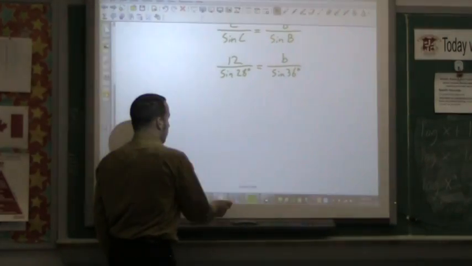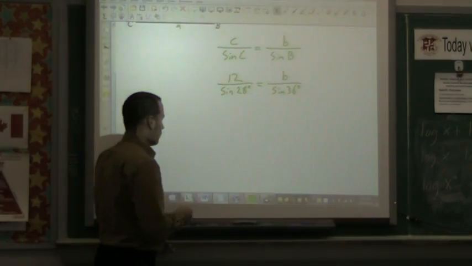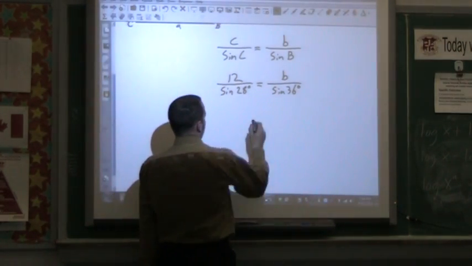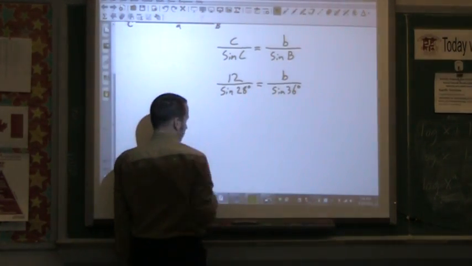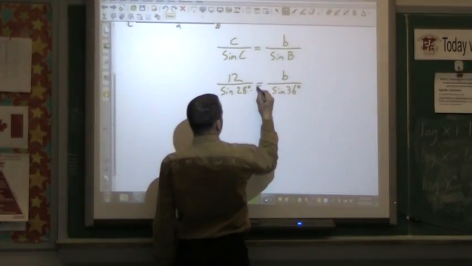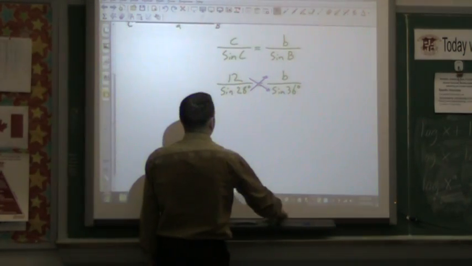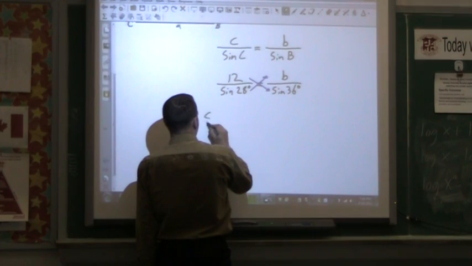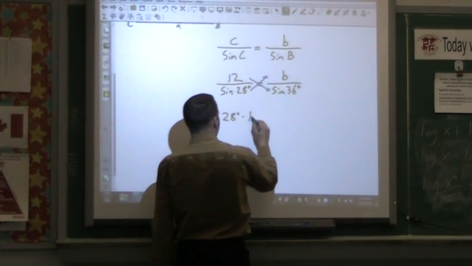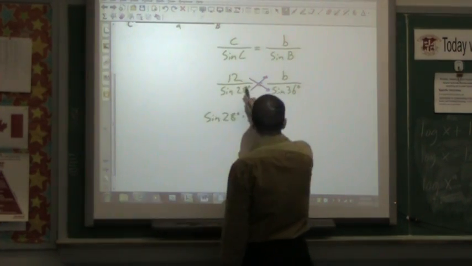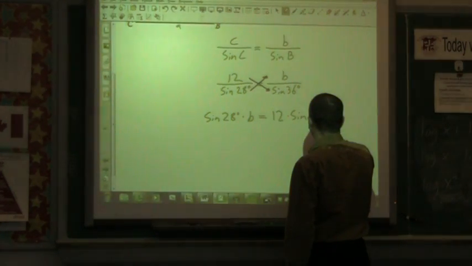So now at this point, we're just going to cross multiply to solve for B. Cross multiplication means that I'm going to multiply this by this, and this by this. And so you end up with sine of 28 degrees times B is equal to 12 times the sine of 36 degrees.